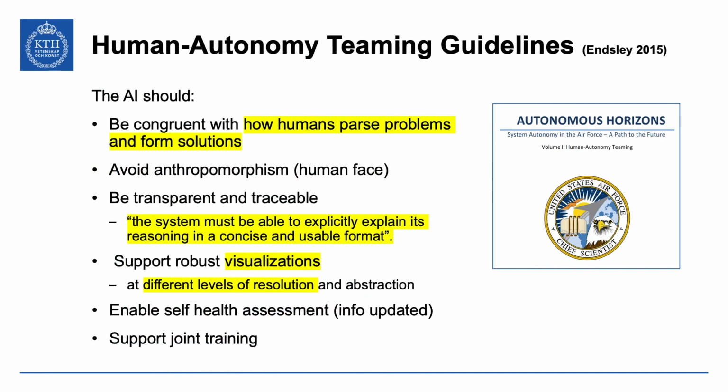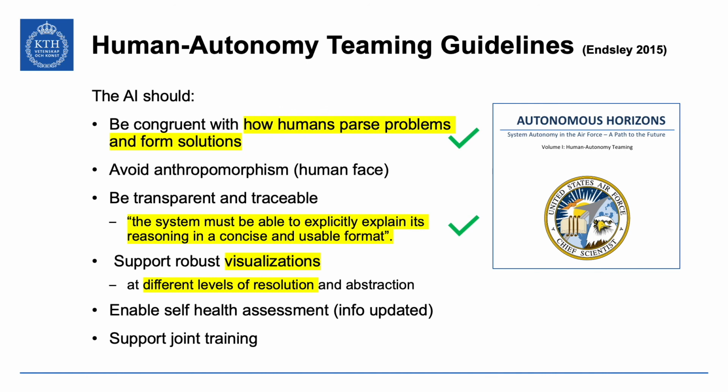So, looking back at the human autonomy teaming guidelines from the US Air Force report, which is, by the way, available for free. If you want to read it, it's well written and interesting, I'd say. So we wanted the AI to be able to be congruent with how humans parse problems and form solutions. And I'd say the whole backchain behavior tree design is fairly reasonable to humans. So I'd say I put a tick mark there.